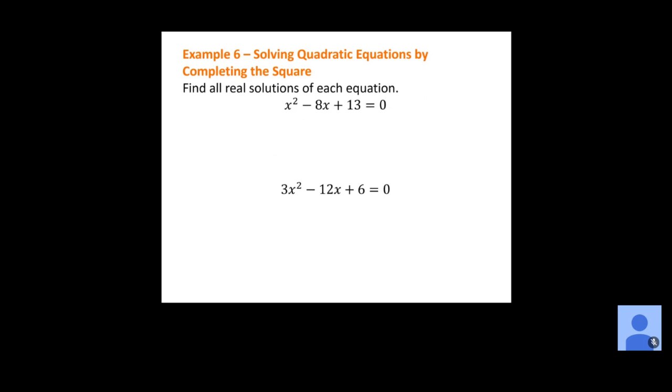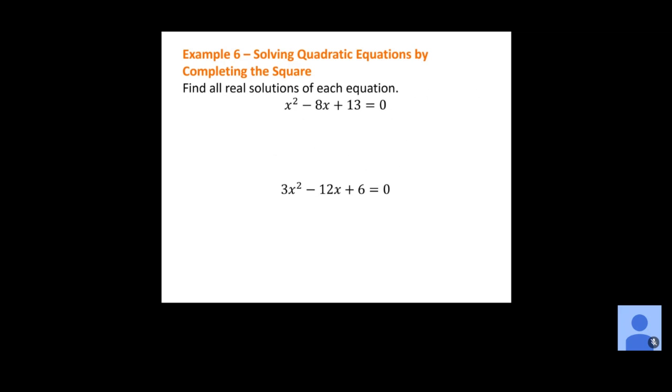All right, so we want to find the real solutions of each of these equations. Now, looking at this first one, notice 13's factors are only 13 and 1. That's never going to give us a negative 8x in the middle. So this one's not going to factor, right? If it factors, that's always going to be your best bet. But if it doesn't, now we have some other options. So I'm going to use completing the square to solve this one.